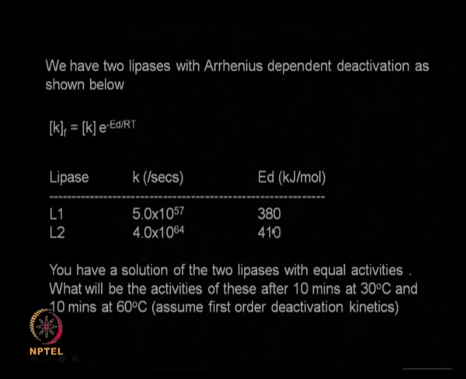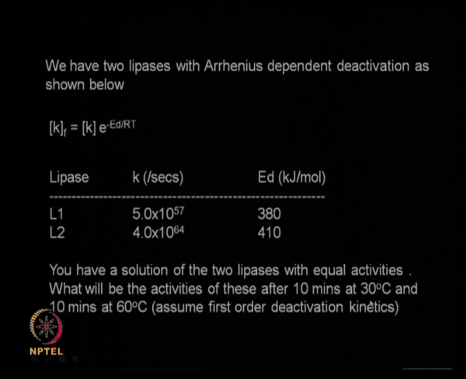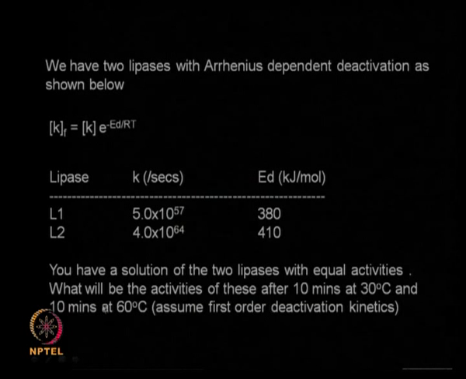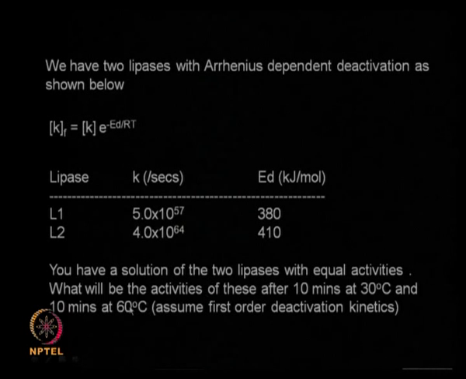So we are supposed to estimate the activity of these 2 lipases, which deactivate with these values of activation energies, after 10 minutes when they are kept at 30 degrees centigrade and when they are kept at 60 degrees centigrade. So the first step is to calculate their actual k at 30 degrees centigrade as well as at 60 degrees centigrade, using this data.